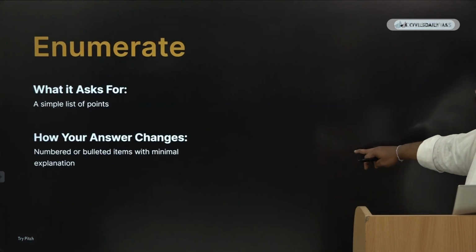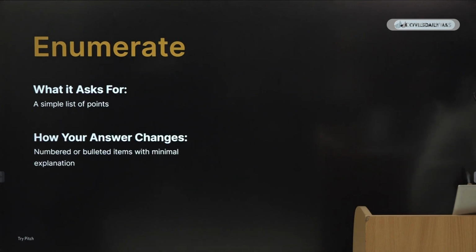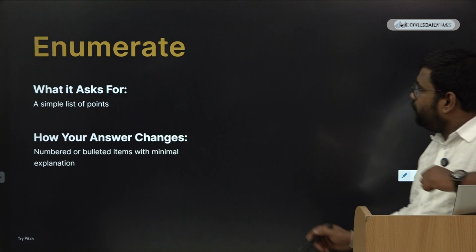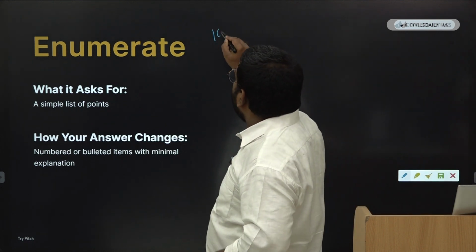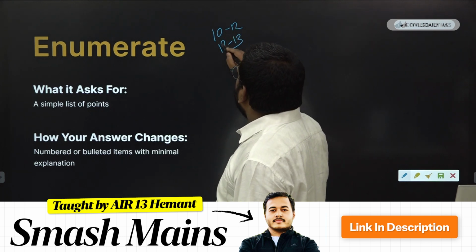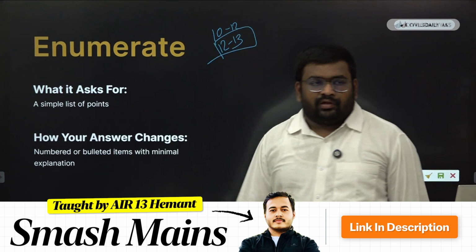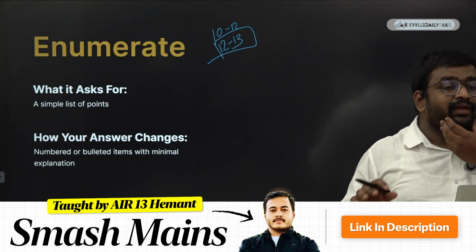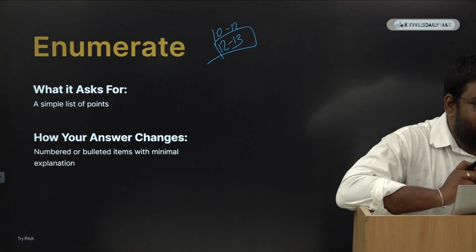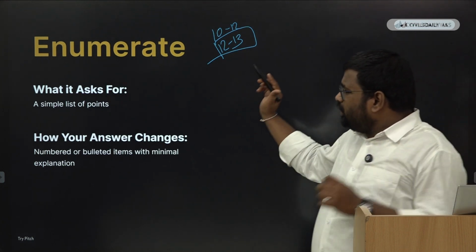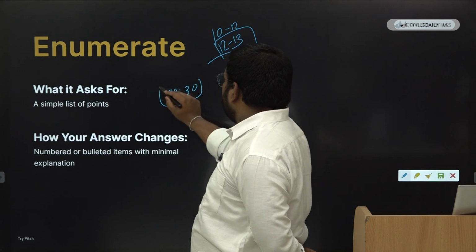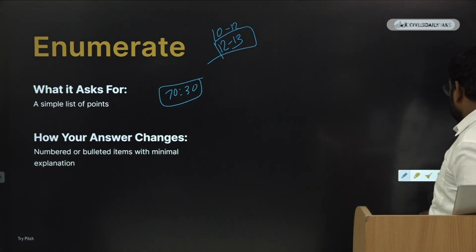Next is enumerate. Again in enumerate, you can use the 70-30 approach only. Only thing, if in discuss or comment we are writing 10 to 12 points, in enumerate try to write 12 to 13 points. That's it. Because in enumerate they are simply expecting you to provide the maximum dimensions. Okay, that is the only difference. Otherwise, the 70-30 approach will remain here also.